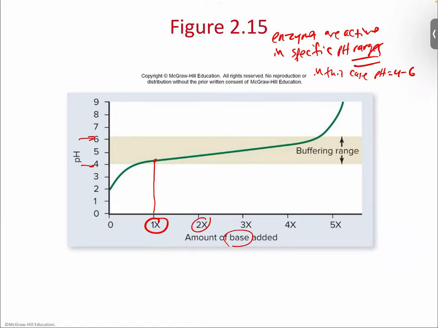Now, what if we add twice as much base? Well, in this particular case, you're going to notice that you scooch up just a bit, but you haven't even gotten to 5 yet, and you're already at twice as much base. Now, what if we add 3 times as much base? Well, that's crazy, first of all, right?